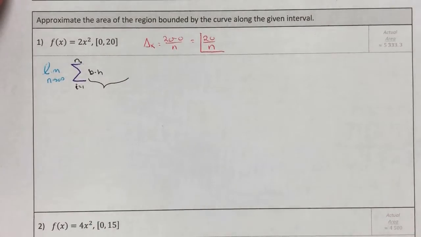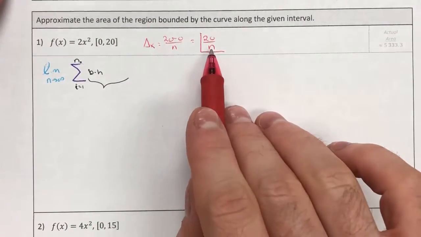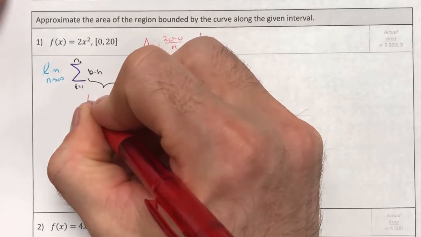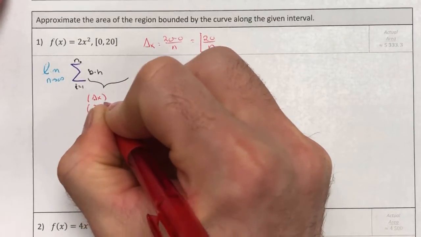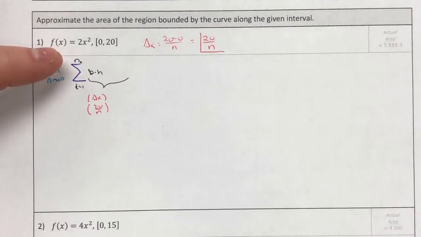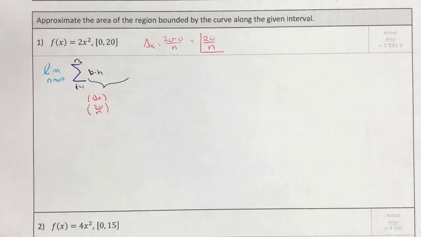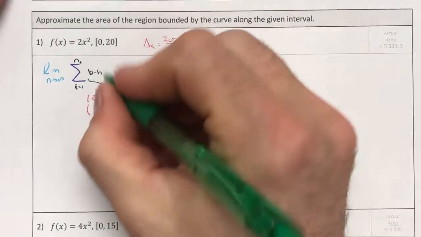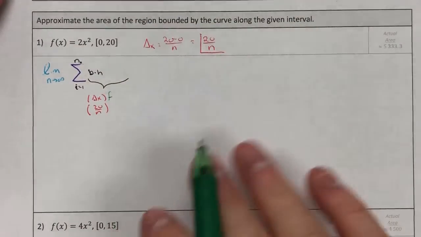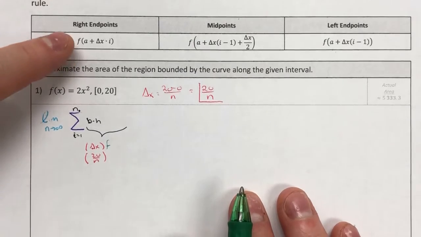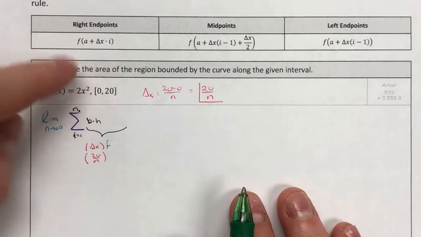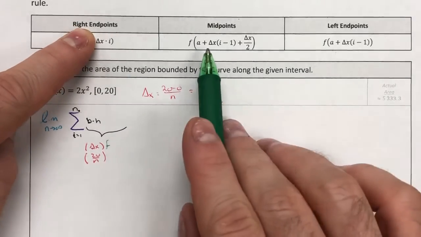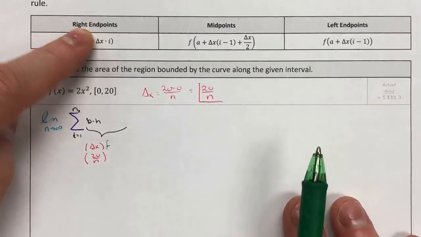Okay, so we know our base is just going to be our delta x. Our delta x in this case is going to be 20 over n. The part that we have to evaluate, and let's do this in green, is going to be our function. And now we have picked the simplest formula to plug in, a plus delta x i. In this case, our a is 0, so it's just going to be delta x i. There's no adding or subtracting, nothing weird going on here.